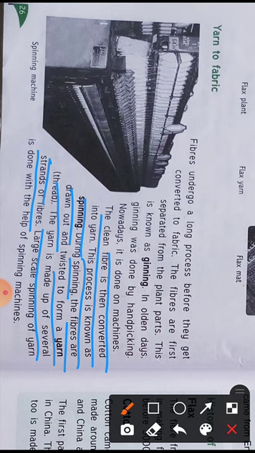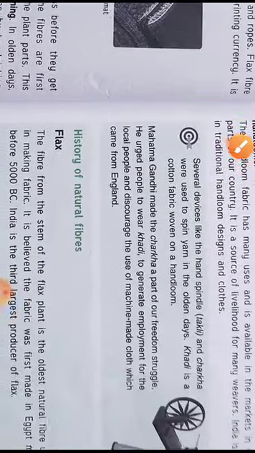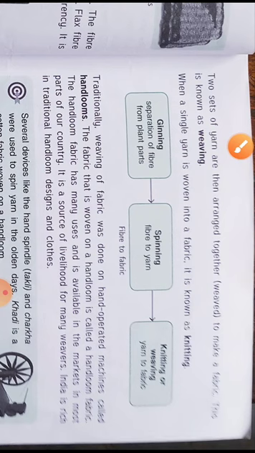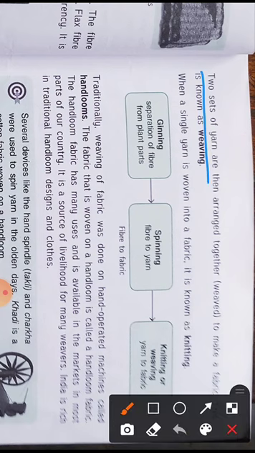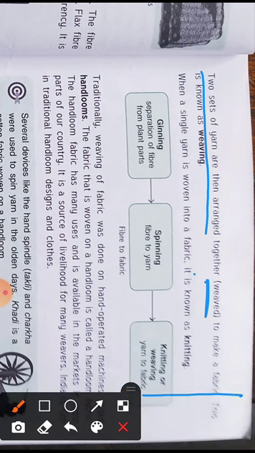Large scale spinning of yarn is done with the help of spinning machines. So now we have spinning machines for large scale making of yarn. Two sets of yarns are then arranged together or woven to make a fabric. This is known as weaving.